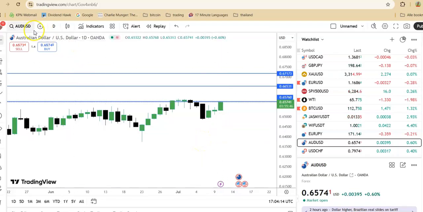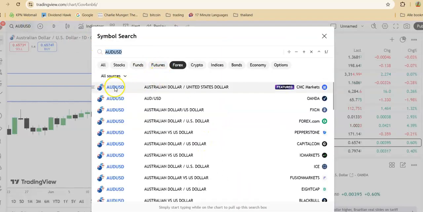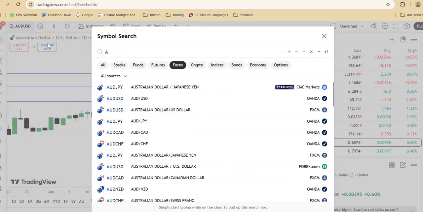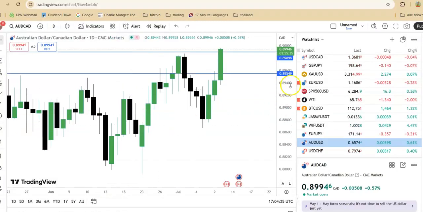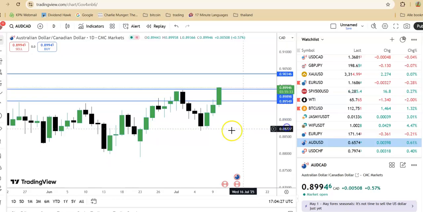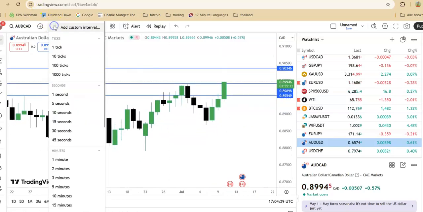Another interesting pair maybe could be the Australian Canadian. As you see, this is a very strong daily chart first.